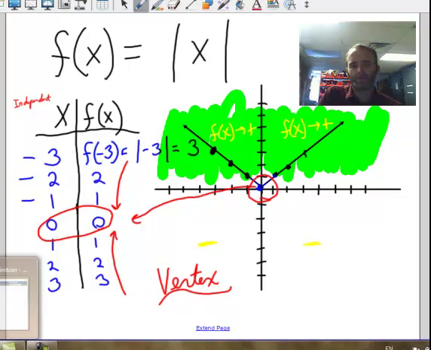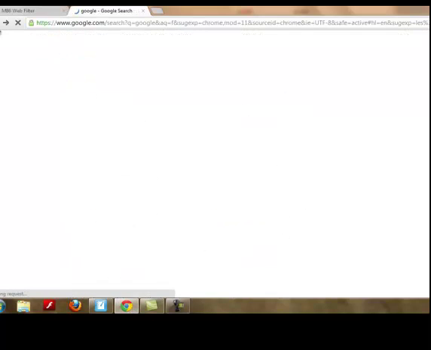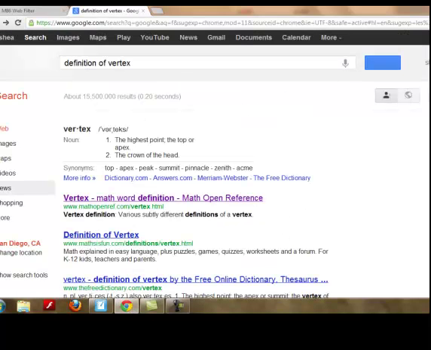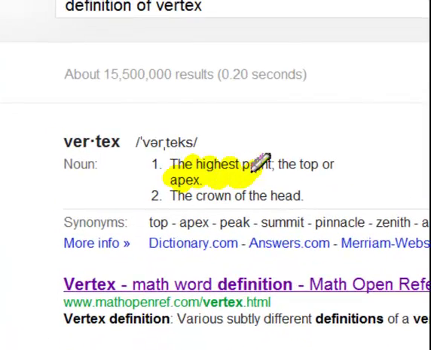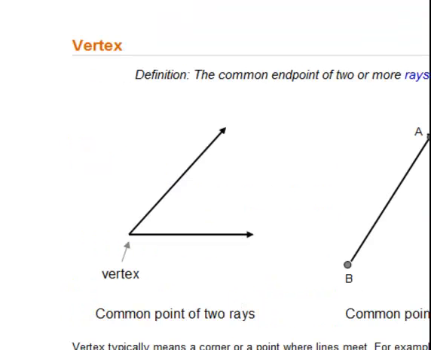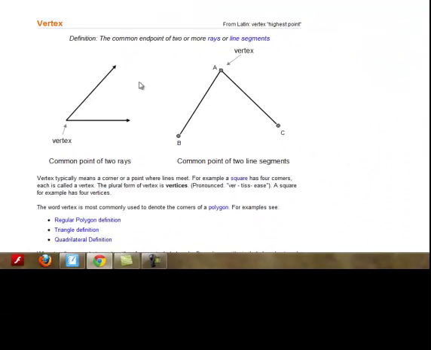So let's look at the word vertex. If I look at the definition of vertex, well, right here it says vertex is the highest point, the top or the apex, the crown of the head. Well, this is how it's used if you're reading a book in your English class. However, in math, we have a different definition, and it's where two rays meet. So we have this point of these two rays. So we'll call this the vertex. And notice that it doesn't have to be at the top. Right here we have the vertex not at the top.